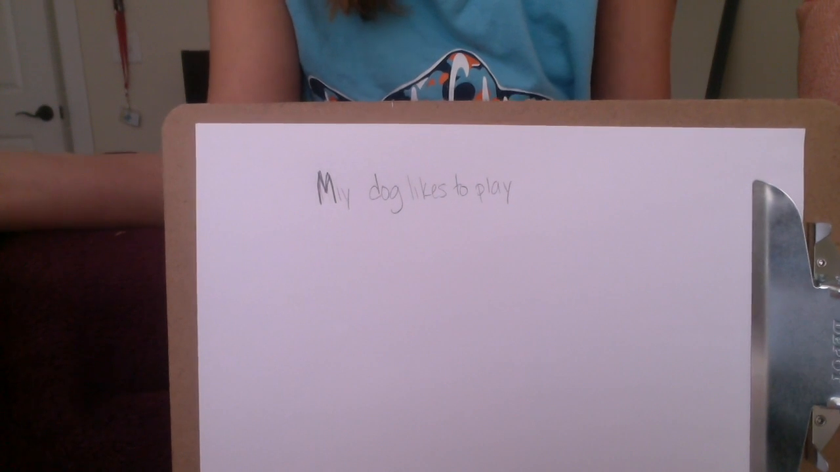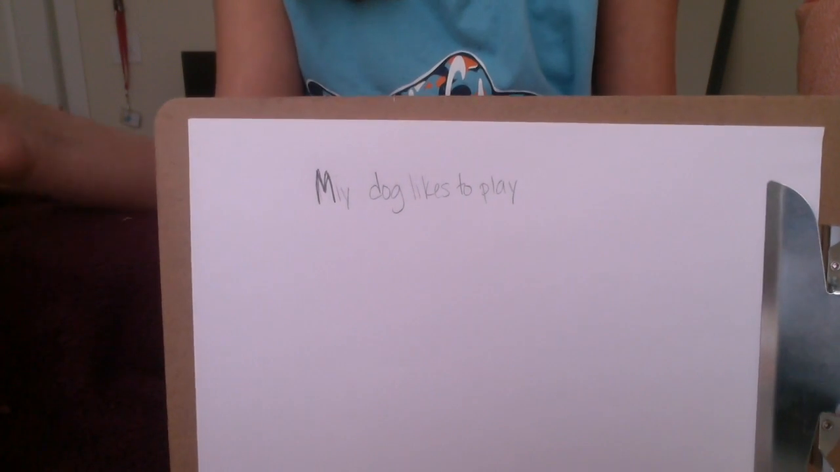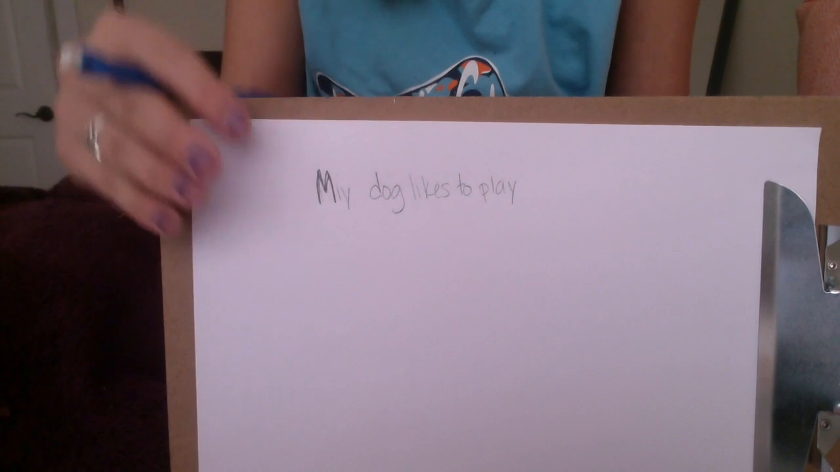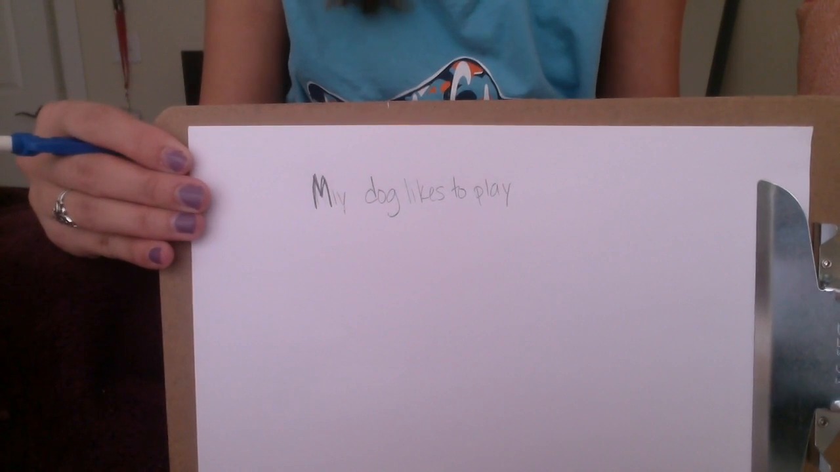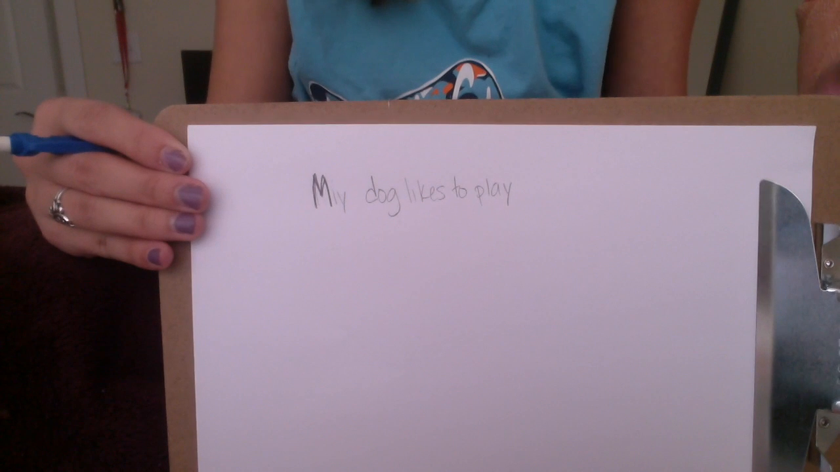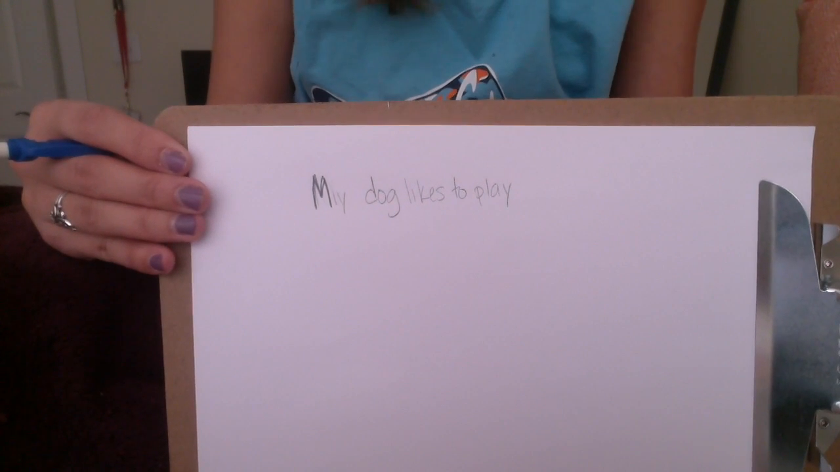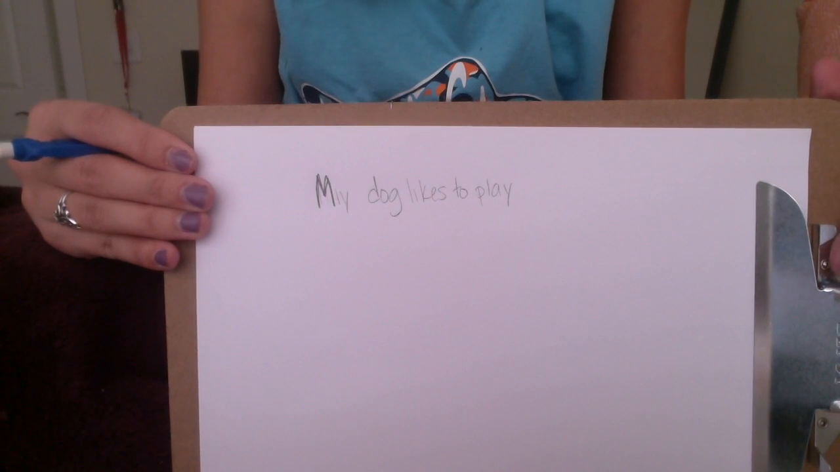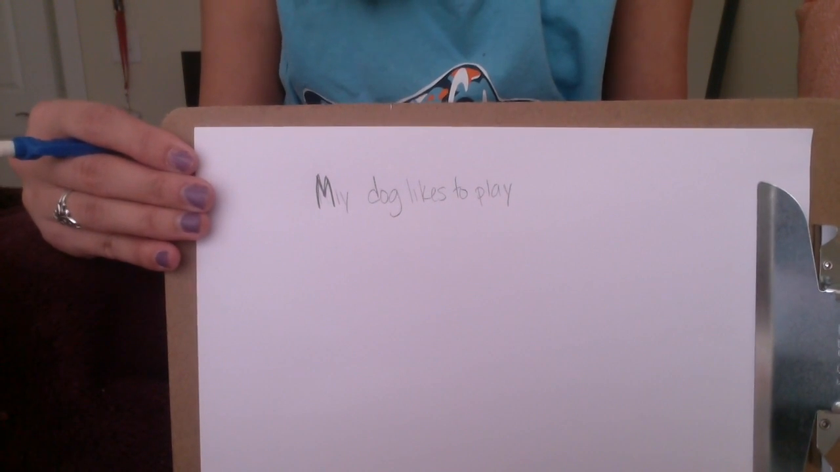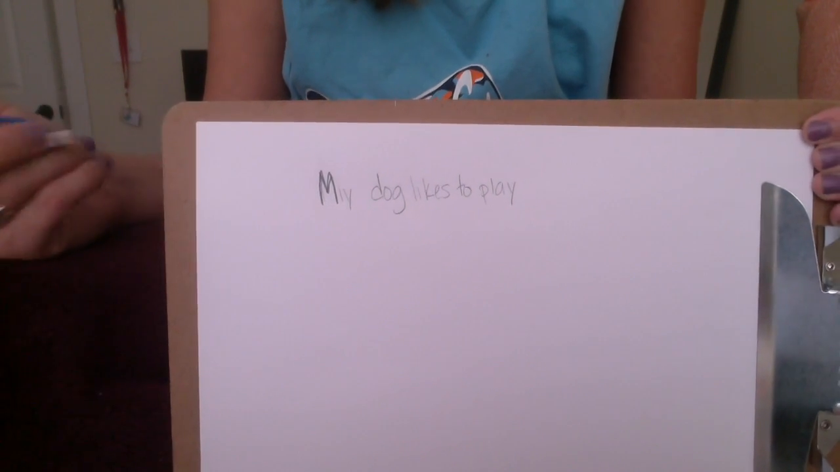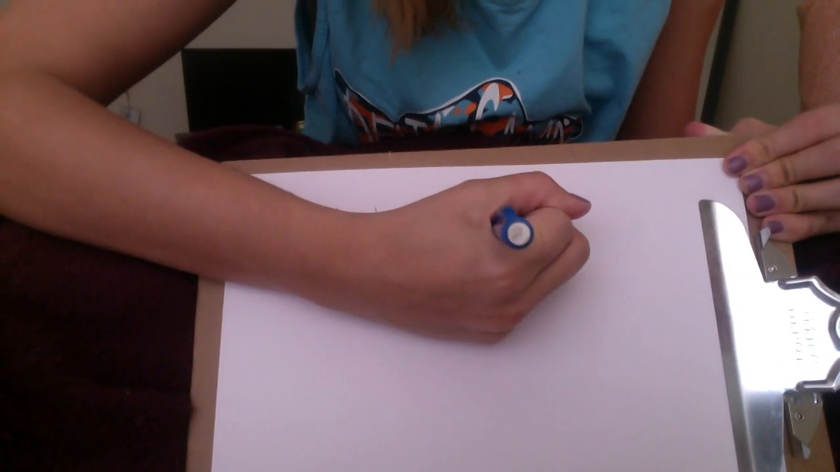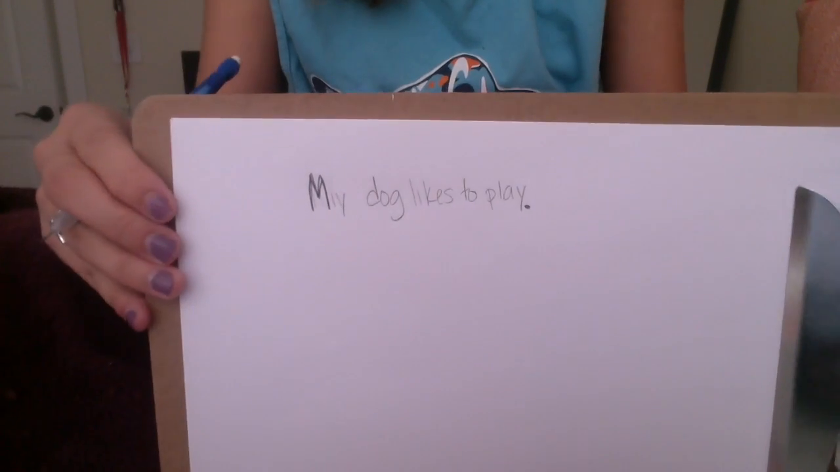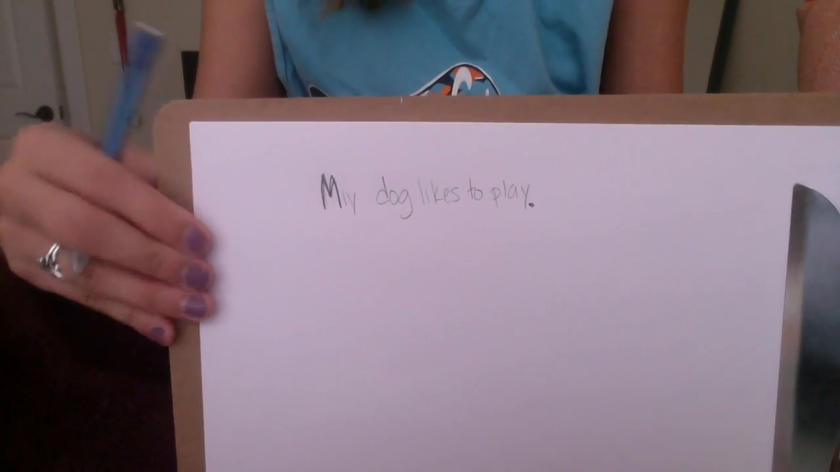Now that we fixed our capital letter at the beginning of the sentence, the next thing on the rubric is punctuation to end my sentence. I would remind the student to look at the rubric, and they would know that the last thing that we have to have in a sentence to make it a sentence is some kind of punctuation, whether it be a period, an exclamation point, or a question mark. It needs something at the end to know that that's the end of a thought. So this student might put a period just to know that it's the end of that thought, that my dog likes to play.